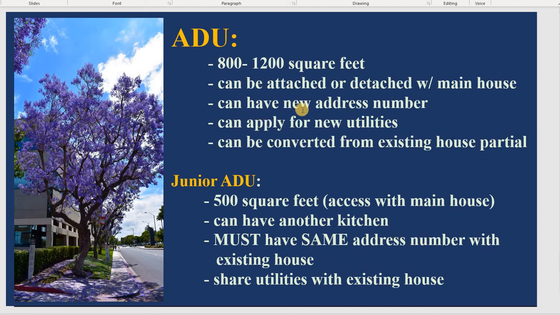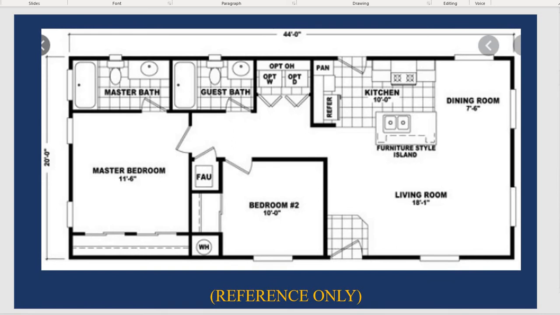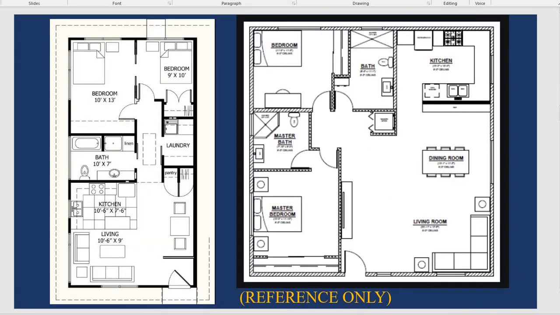ADU, they can apply for a new address, a different number from the existing one. But on the junior ADU, you can share utility with the existing house. For ADU, sometimes you share electrical, but water and gas, if you want to apply for separate, you can do that for ADU. So that's almost everything for when you start to do an ADU, how you apply, and how you design. I hope that it covers everything, maybe 90% in total.